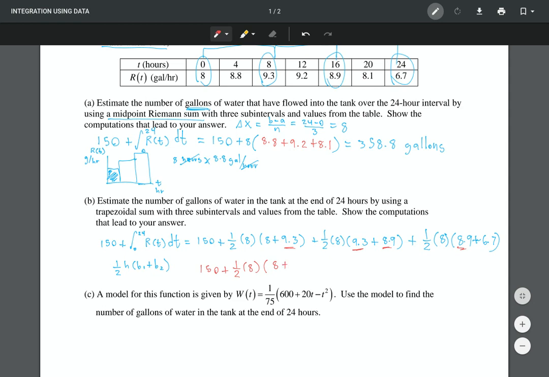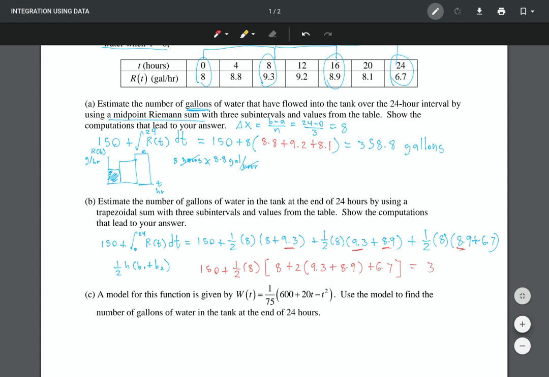Now the middle stuff, that's why we actually write a 2 in the middle. So we're going to put the 2 in the middle there. So both of these are exactly the same, okay? So when you actually do that, you get 354.4 gallons, okay?